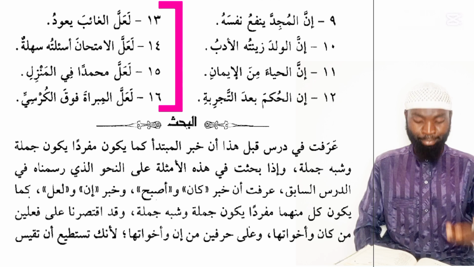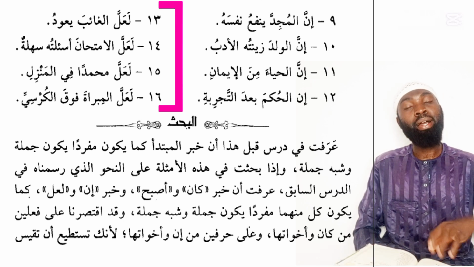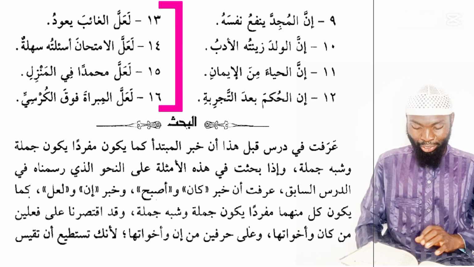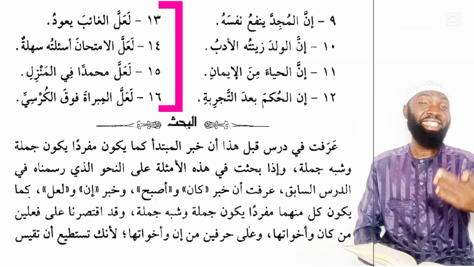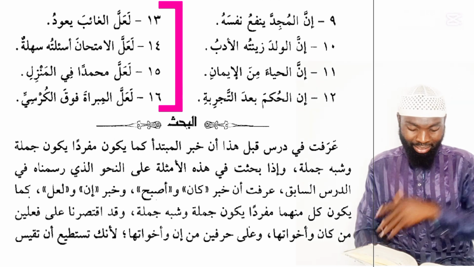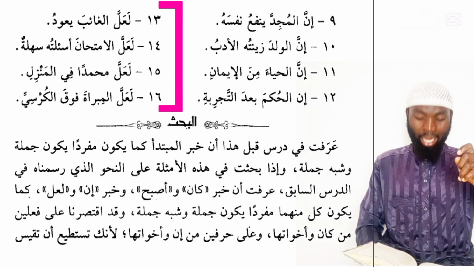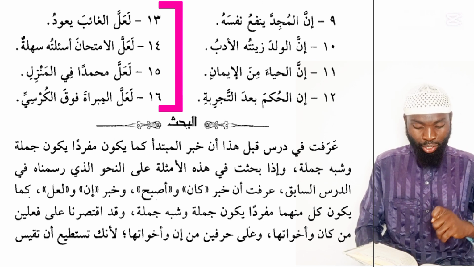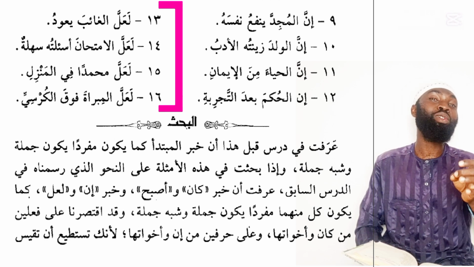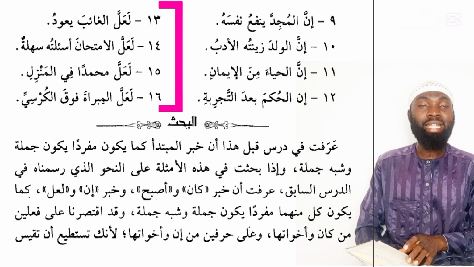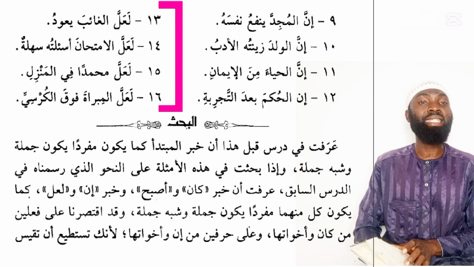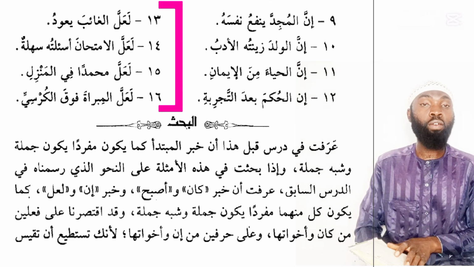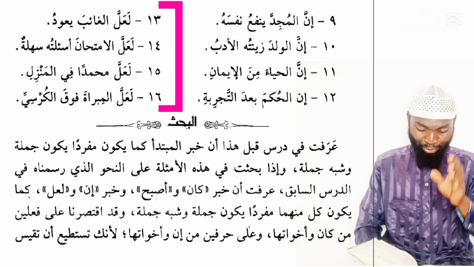We have la'alla al-imtihana as'ilatuhu sahla. Perhaps the examination, its questions will be easy. So as'ilatuhu sahla, you can see this is a nominal sentence serving as khabar. Next we have la'alla Muhammadan fil manzili. Perhaps Muhammad is in the house. So fil manzili, jarr wa majrur, serving as the khabar. Lastly we have la'alla al-mibrata fawqa al-kursi. Perhaps the eraser, the sharpener, is on top of the chair. So fawqa is also zarfun.